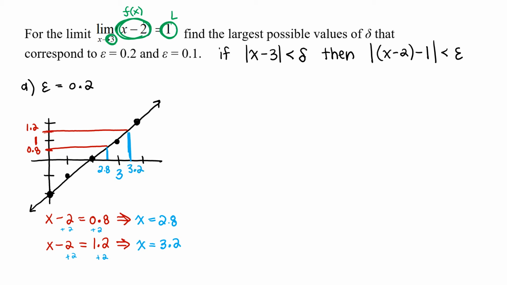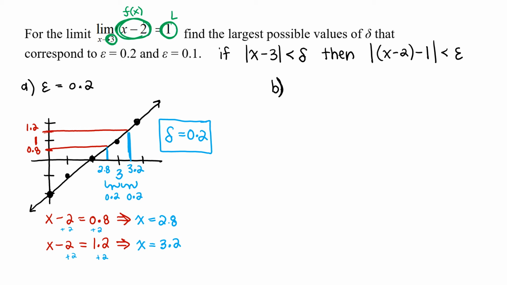And then we can look for our distance delta. The distance between 2.8 and 3 is 0.2. The distance between 3 and 3.2 is also 0.2. So that's not too bad. We have that delta is equal to 0.2 for this particular case.